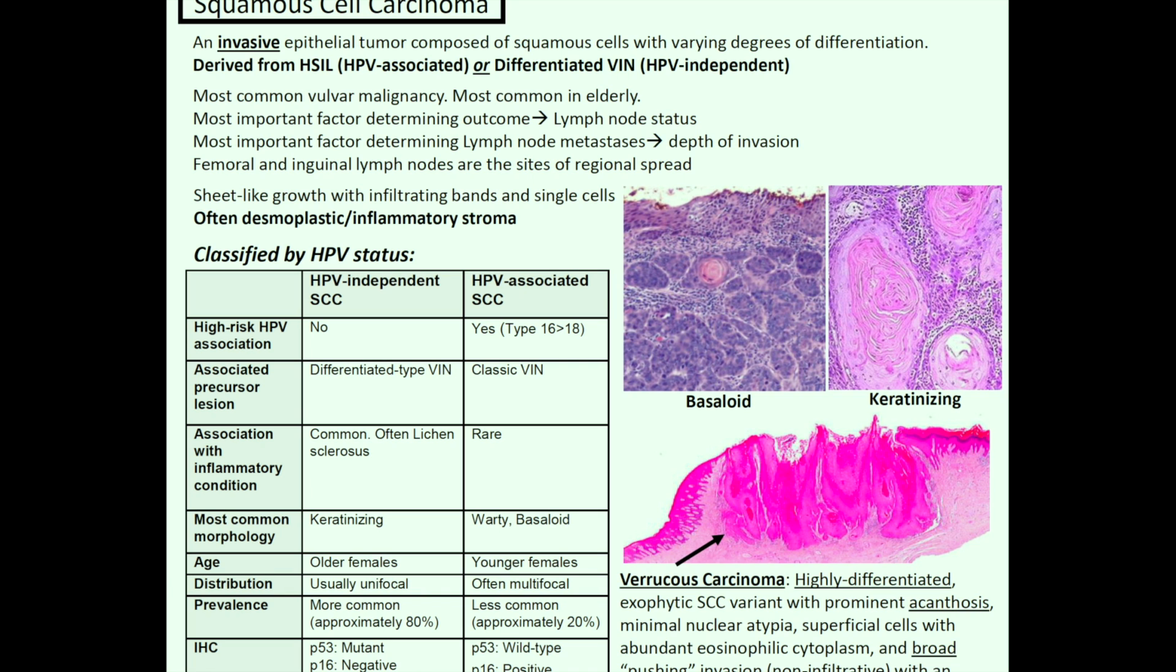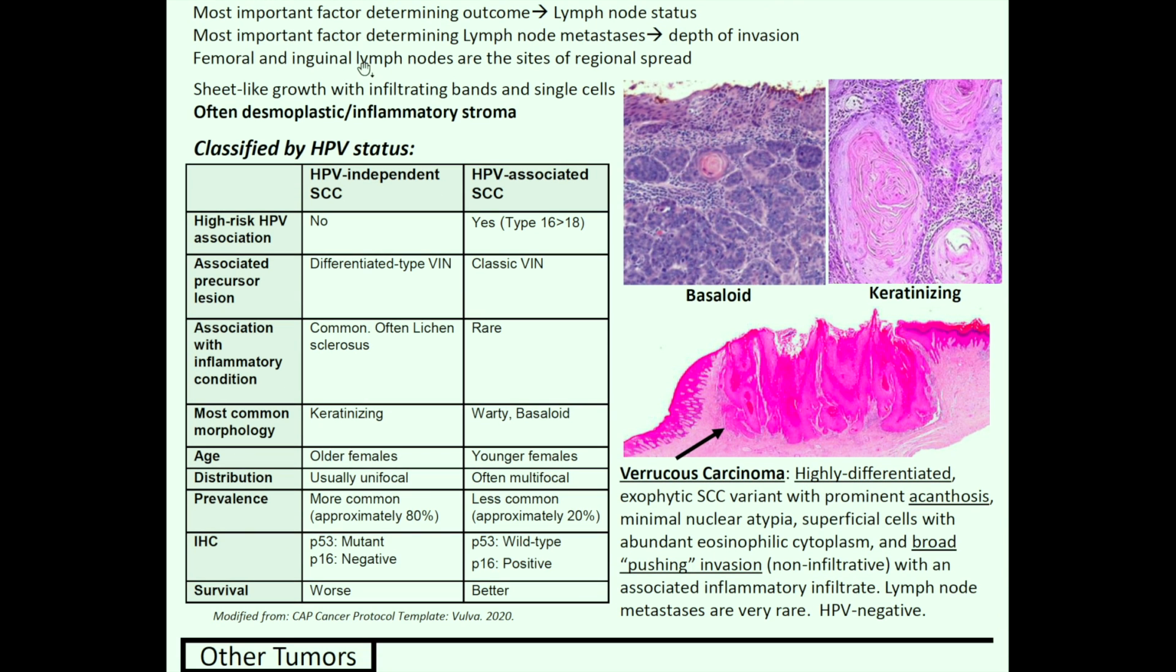Moving on, another entity that occurs elsewhere in the body and is very common is squamous cell carcinoma. So this is an invasive epithelial tumor composed of squamous cells with varying degrees of differentiation. Squamous cell carcinoma is derived from HSIL, so it's HPV associated, or differentiated VIN, which is HPV independent. Squamous cell carcinoma is the most common vulvar malignancy, most commonly occurring in the elderly, and the most important factor determining outcome is lymph node status. The most important factor determining lymph node metastasis is the depth of invasion, which we'll go over a little more on the next page or two. Femoral and inguinal lymph nodes are the sites of regional spread. So there is sheet-like growth with infiltrating bands and single cells, and there's often desmoplastic and inflammatory stroma.